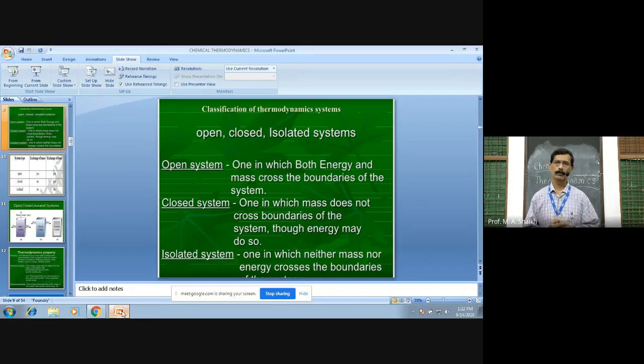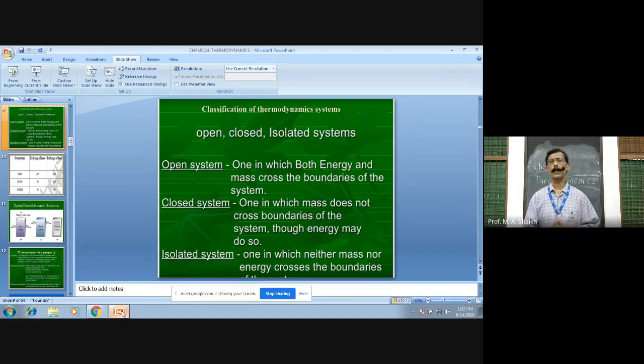Just to recall, what is the statement of law of conservation of mass? The statement is matter can neither be created nor be destroyed. So equivalent word for matter is mass. आप मैटर की जगह पर मास भी वर्ड यूज कर सकते हो, वही यहाँ पर किया हुआ है. So on this slide, once again it is shown that classification of system, but in different words.